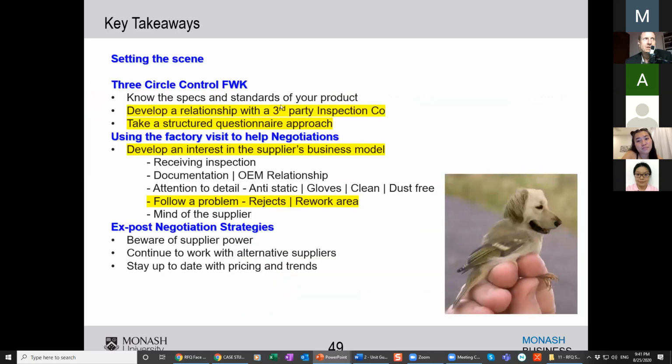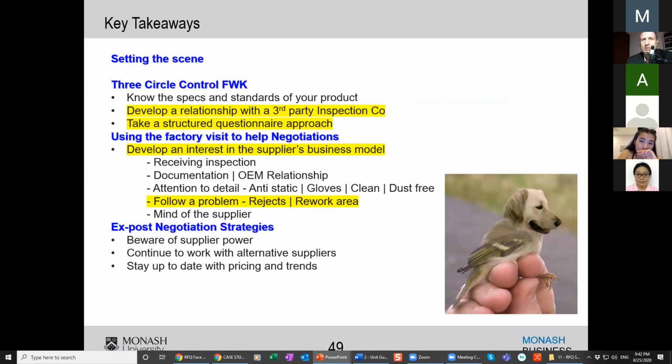Negotiation, key takeaways. The 3-circle control framework. It's about using your relationship with the third-party inspection company, not just thinking about your relationship with the supplier. Take a structured questionnaire approach. Always be questioning. Question at the trade show. Question in your request for a quote, your RFQ sheet. Question when you go into the factory.